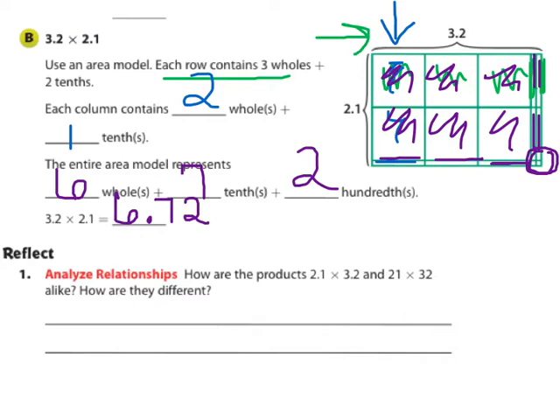72 hundredths. All right, I want you to go ahead and pause it and answer the reflect question. How are the products, remember product is the answer when you multiply, of 2 1/10 and 3 2/10 and 21 times 32 alike? How are they the same? And then how are they different?